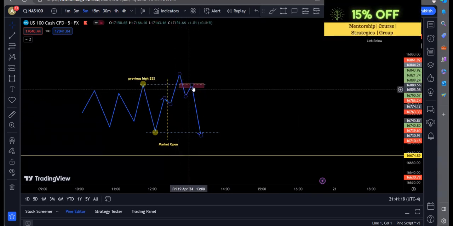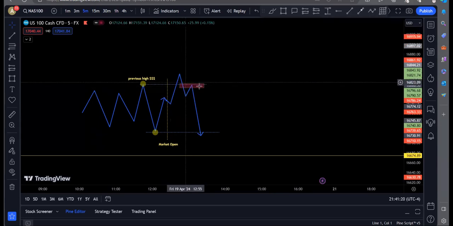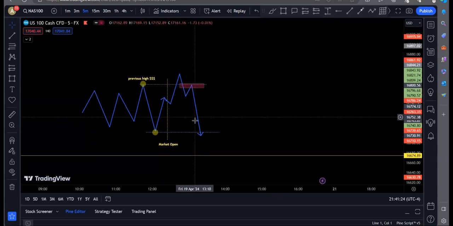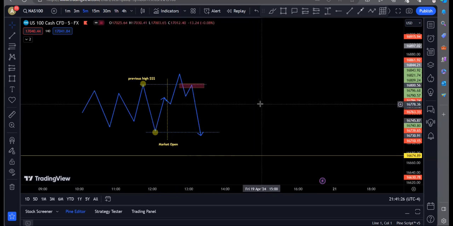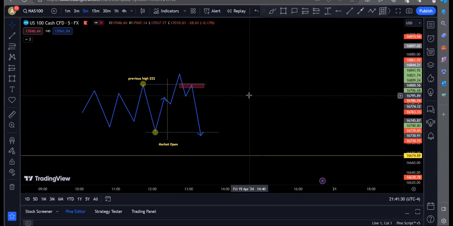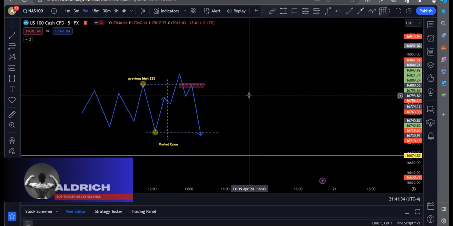This is the area in which you want to execute your trade, and the market is going to go to the opposing liquidity area, which is going to be the low of the day. Okay, guys, we're going to see a lot of examples with real chart data.